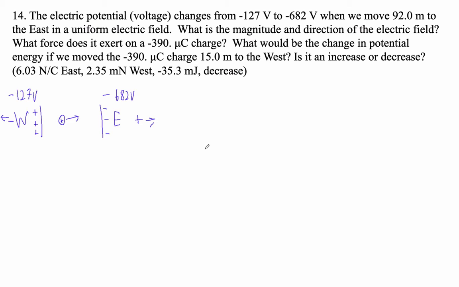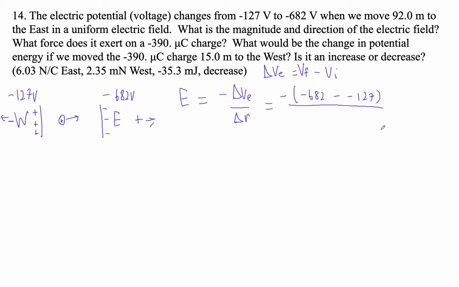What is the magnitude and direction of the electric field? So we're going to use this: E is the opposite of the change in electrical potential over r. Remember, change is always final minus initial. So this is our final, that's our initial. So this is going to be the opposite of negative 682 minus a negative 127, and then divided by 92 meters.